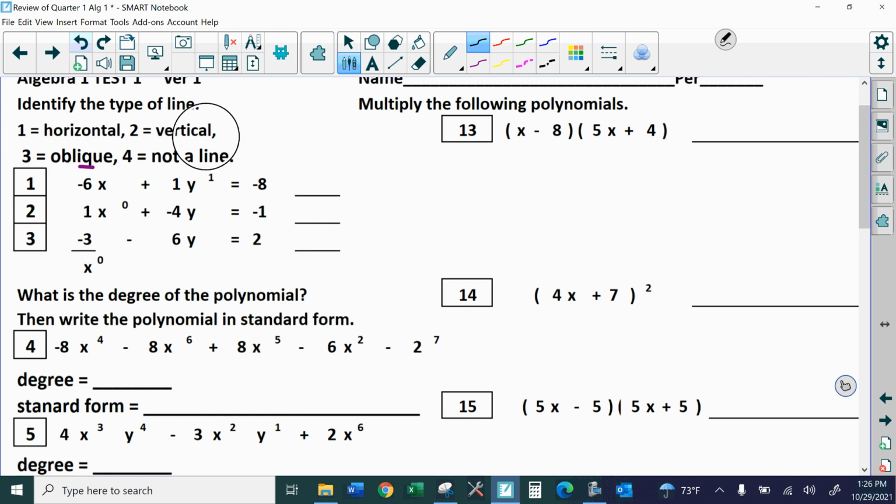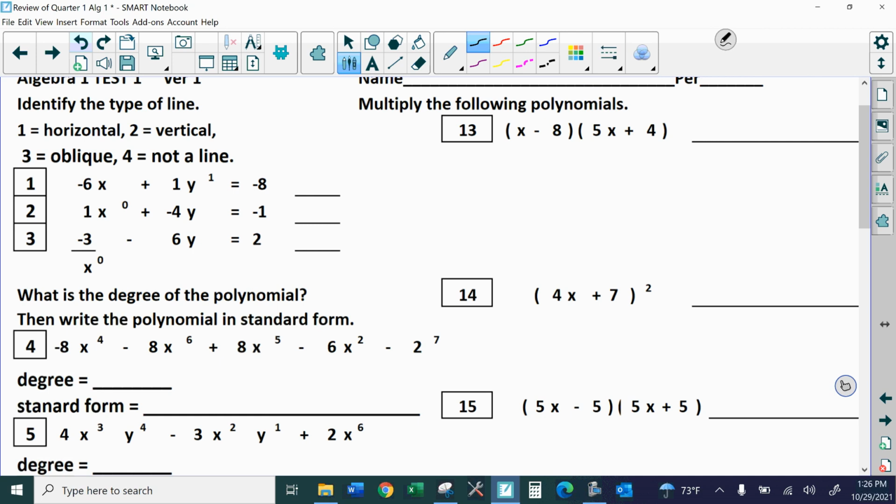I think at DCAS it doesn't break down to horizontal and vertical. It just says which one of these below multiple choice are lines, or a parabola or an exponential. And so we'll get into parabolas and exponentials later. We're just focused on linear in this unit.